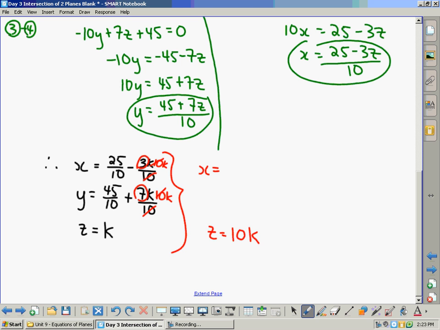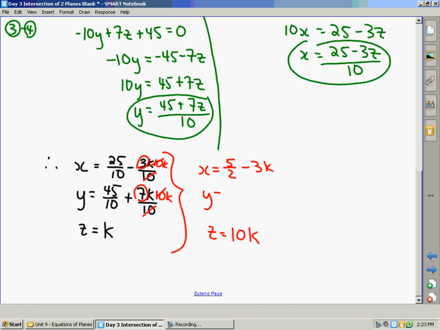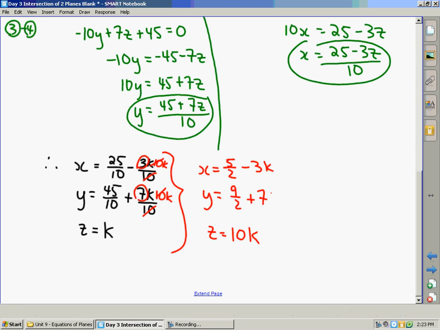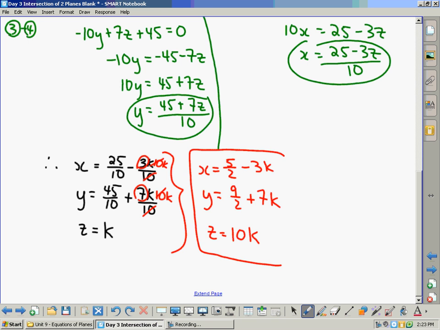You can reduce it. 25 divided by 10, divide both the top and the bottom by 5, so that would be 5 over 2 minus 3k. And then y equals, divide the top and the bottom by 5, so it'd be 9 over 2 plus 7k. And there is your final answer.